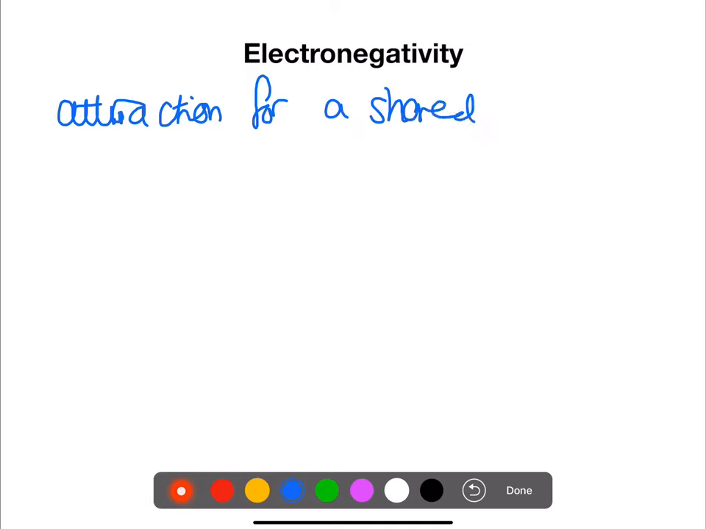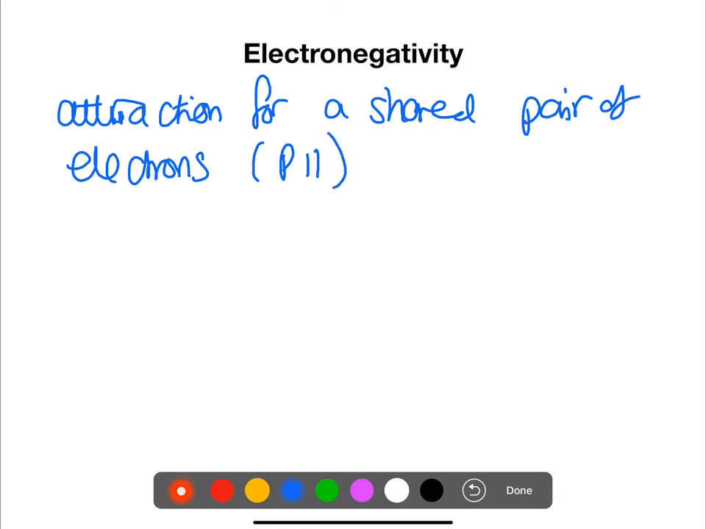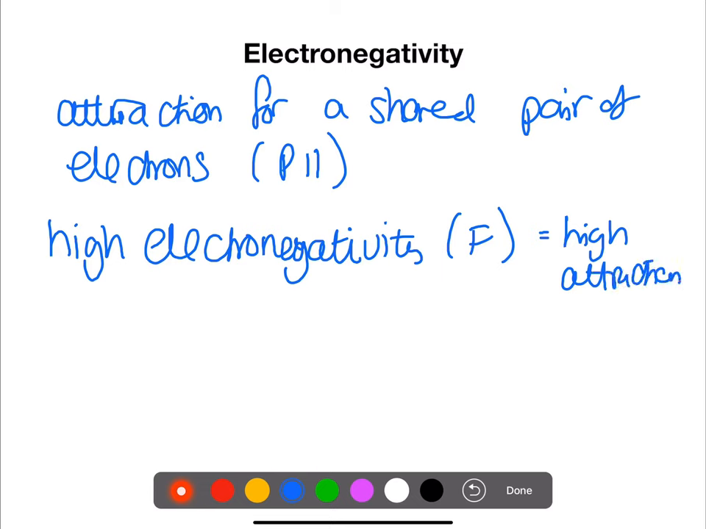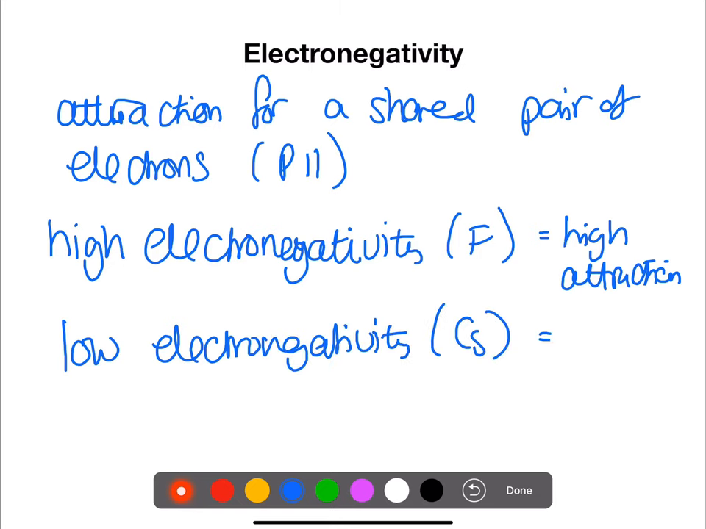Electronegativity. You need to know the definition for electronegativity. So electronegativity is the attraction for a shared pair of electrons. You can find the electronegativity scale on page 11 of your databook. So a high electronegativity, for example something like fluorine, means you have a high attraction. A low electronegativity, for example, something like cesium, means you have a low attraction.